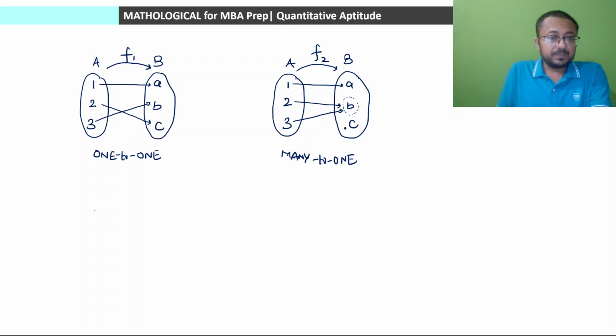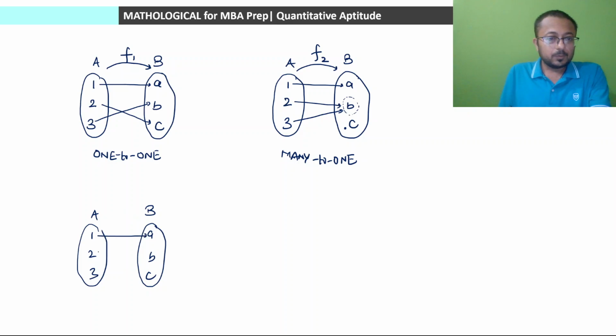Third scenario could have been two sets A and B, 1, 2, 3, A, B, C. But now let us say 1 is connected to A, 2 is connected to C. Will this be a function? In this case, since 3 is left out and 3 is not connected with any element in set B, this will not qualify as a function. This is not a function.